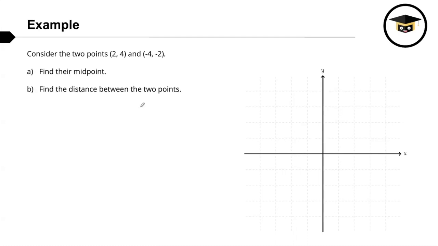So let's have a go at this example. So please pause the video and then let's run through it. Okay, so hopefully you've had a go at the question. So now let's go through it together.